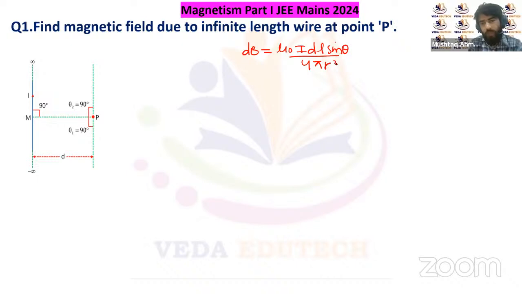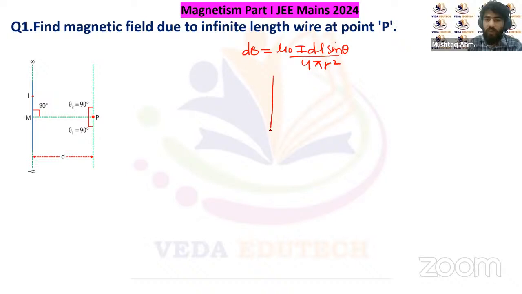This is the basic law to calculate the magnetic field due to an element which is carrying some current I. The length of that element is dl, and the current flowing through it is I, and theta here is the angle between the current element and the line joining the point where the magnetic field has to be calculated, right? And r is the distance between the current element and the point P where the magnetic field has to be calculated, right?